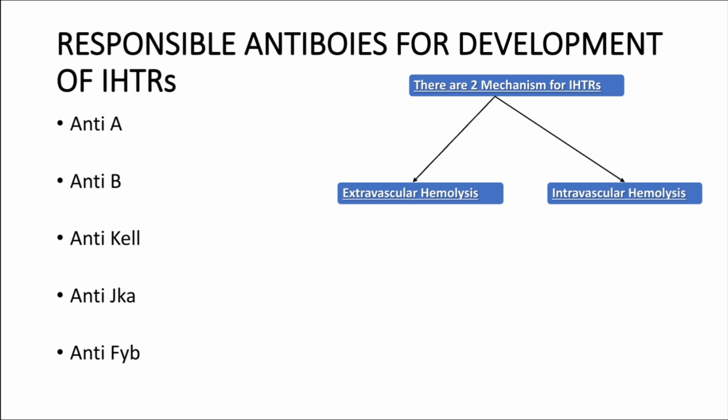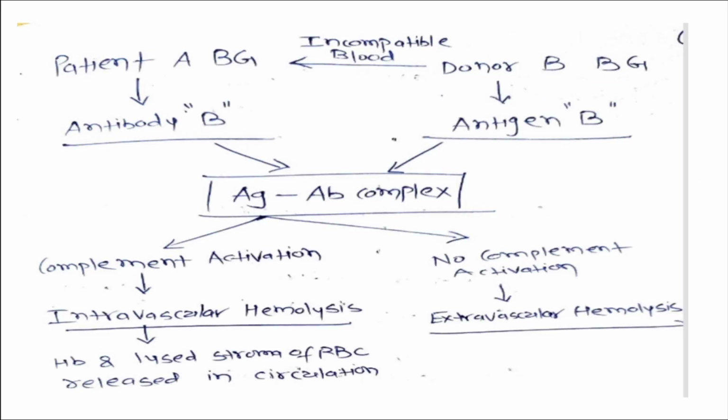Suppose such immunologically incompatible blood is given, then the antibodies responsible for the development of hemolysis are obviously anti-A, anti-B, Kell, Jka or Fyb, right? So this type of reaction happens because of transfusion of immunologically incompatible blood, and so the responsible antibodies will lyse the red blood cells. And such hemolysis can be of two types. There can be two mechanisms for the development of immune hemolytic transfusion reaction. Either it can be extravascular, that is, occurring outside the blood vessel, or it is intravascular hemolysis which will occur within the blood vessel. So you can have two mechanisms for its development.